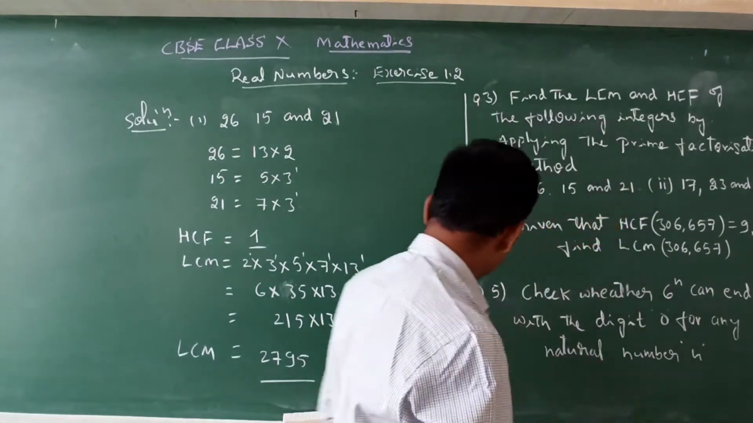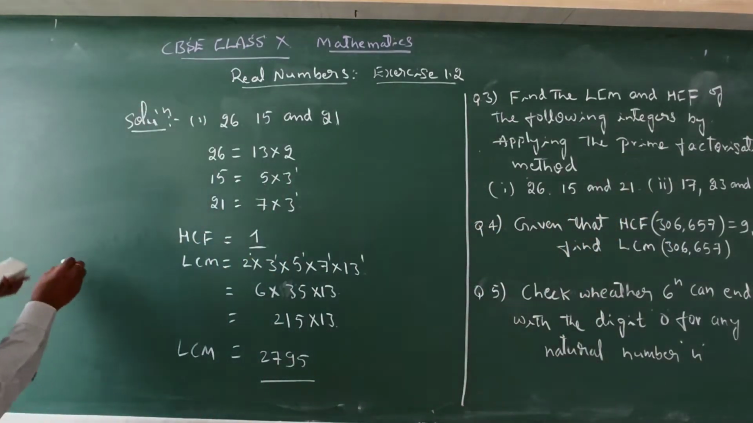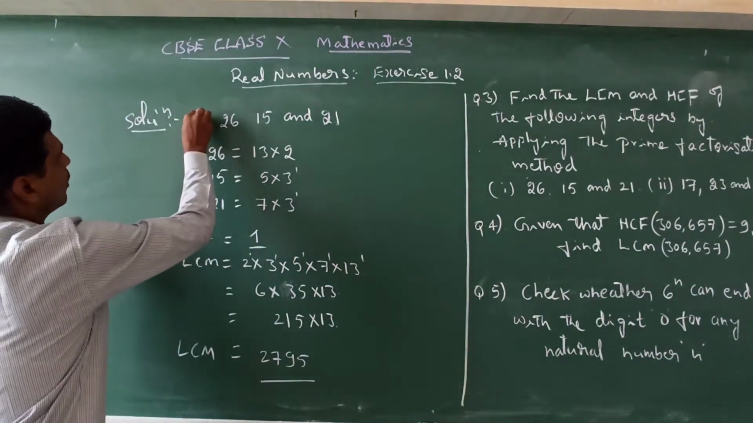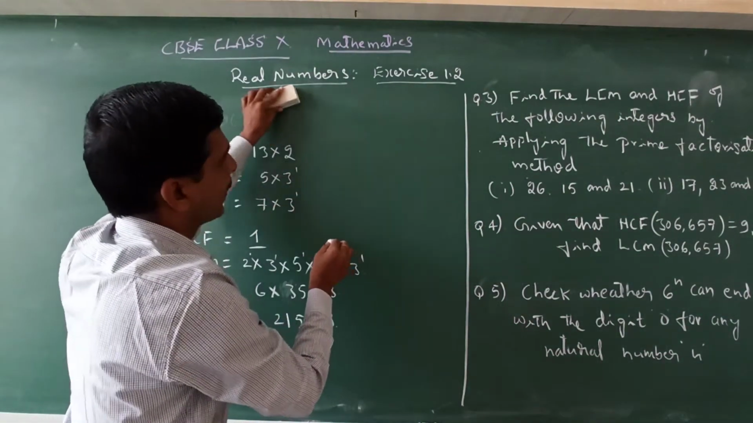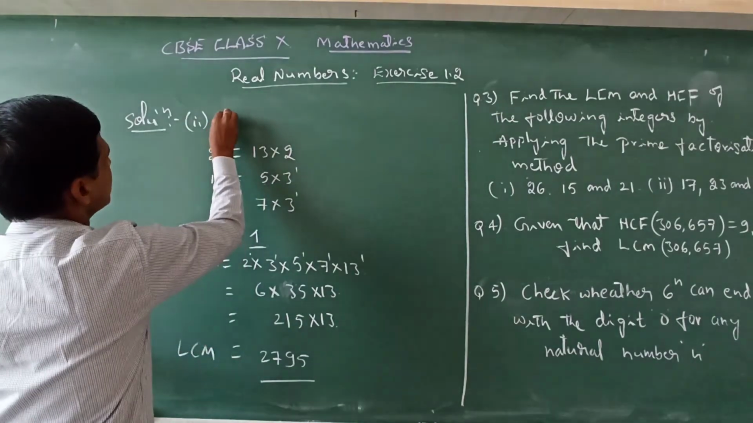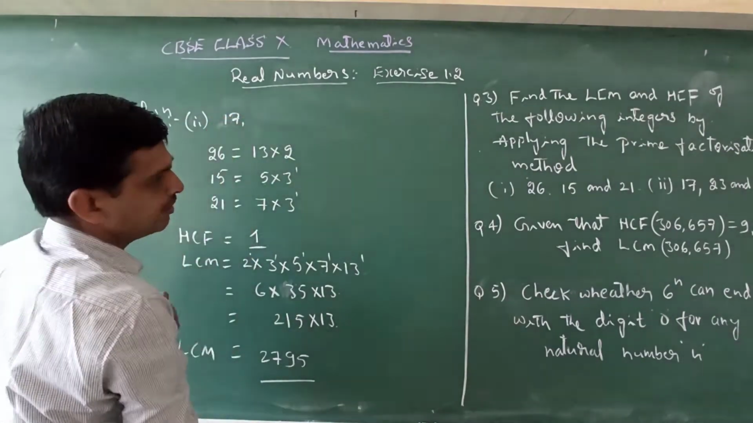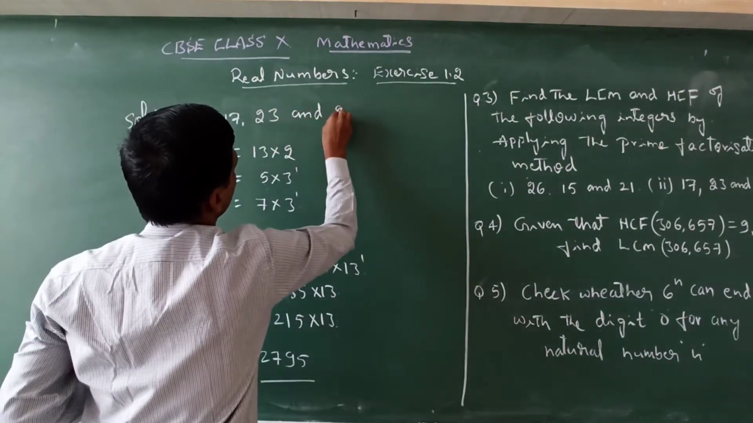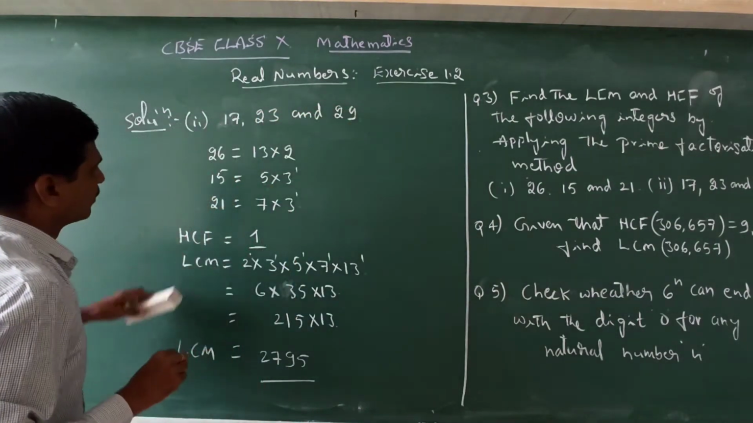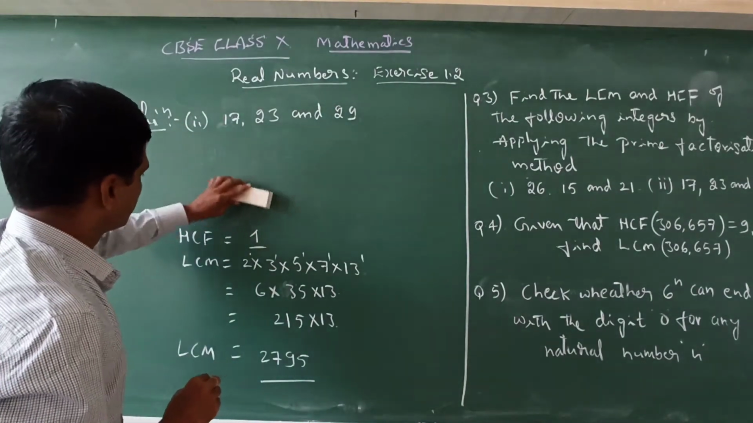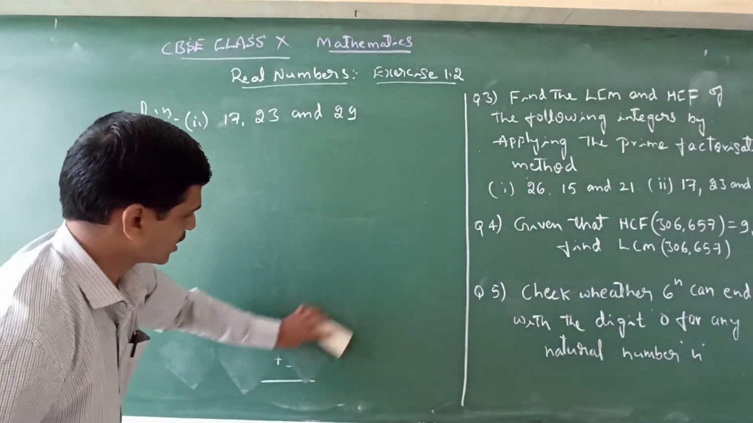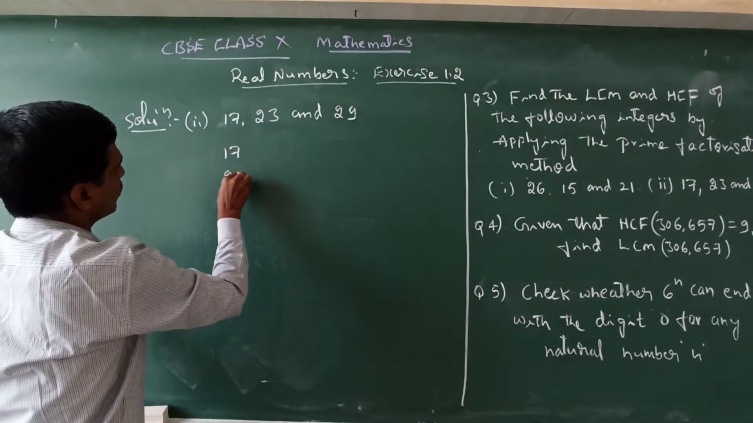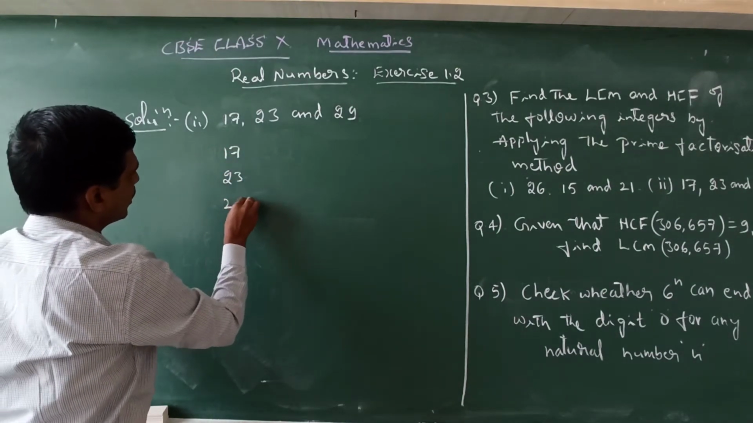In the same way, the second one. Consider the numbers 17, 23 and 29. Here, we will express them in the same prime factors: 17, 23, 29.